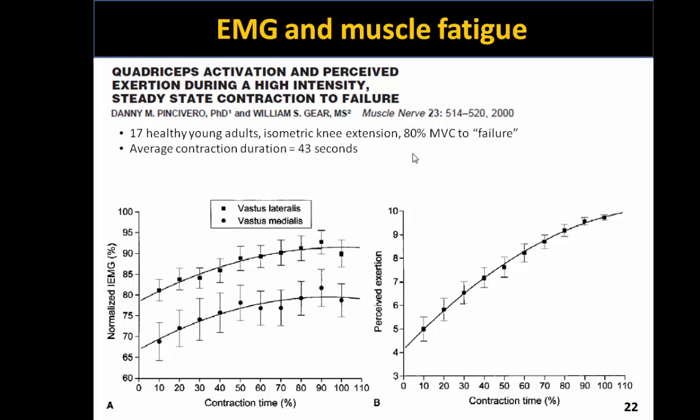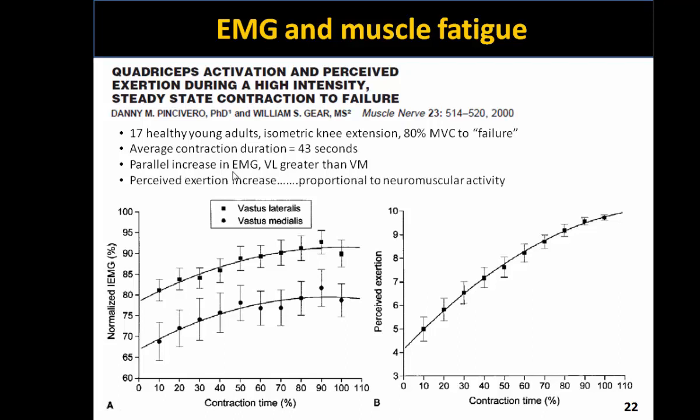The average contraction duration was approximately 43 seconds, and the overall finding was that there was an increase in the activation in the EMG signal throughout the entirety of the contraction time. In fact, the activation of the vastus lateralis was observed to be greater than the vastus medialis during the entirety of the contraction.